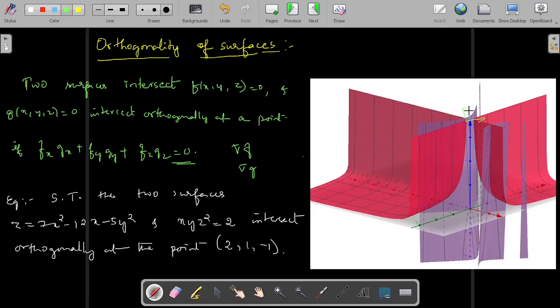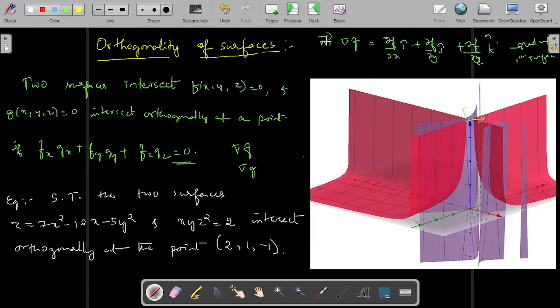Therefore, to find the normal, we need to find del f, the gradient of f, that is nothing but dou f by dou x into i cap plus dou f by dou y into j cap plus dou f by dou z into k cap. This is using vector calculus. This is the gradient to the first surface. Gradient means it is a vector which is normal to the first surface.